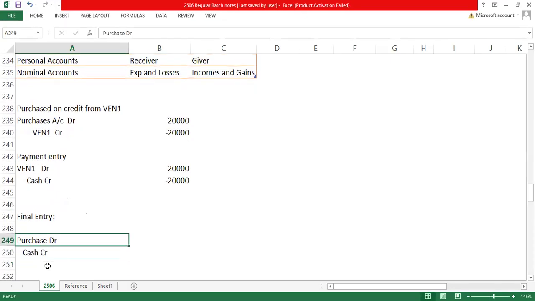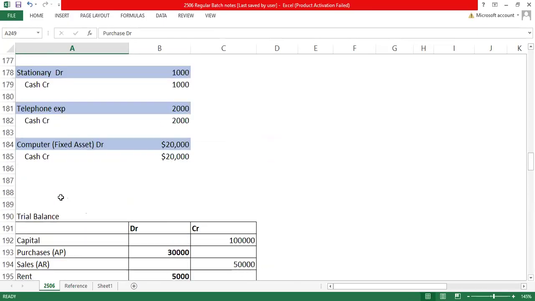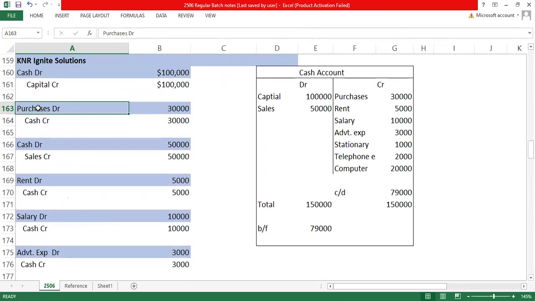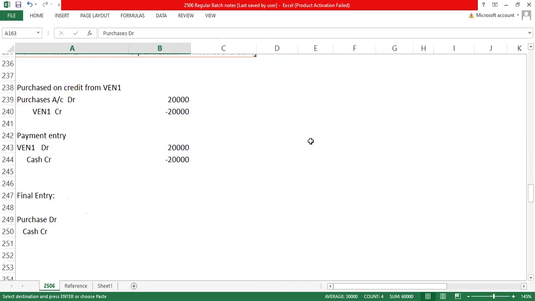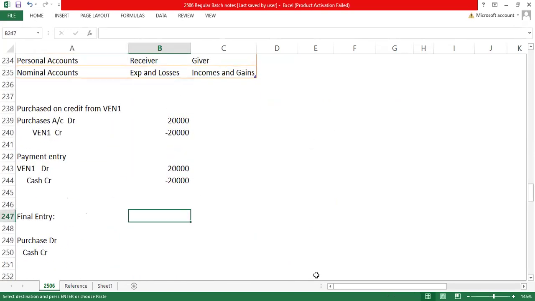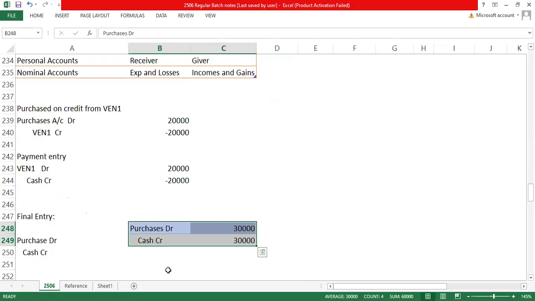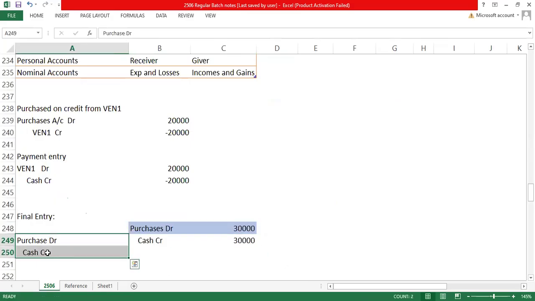If you look into the above entries, purchases, you will have exactly the same thing. Purchase account data to cash. You relate this now, whatever I'm talking about. This is my final entry that I'm talking about. You see exactly the same entry that we are talking about here.